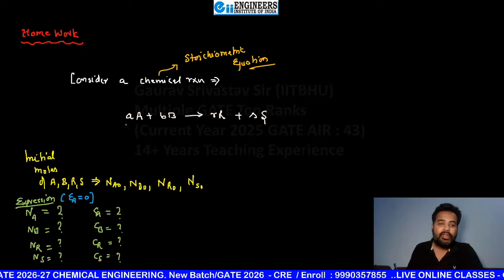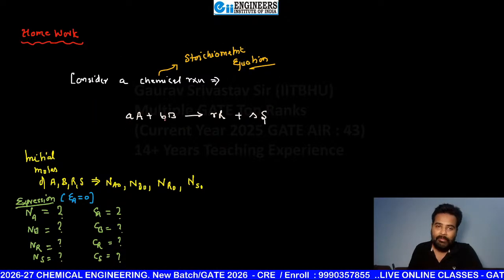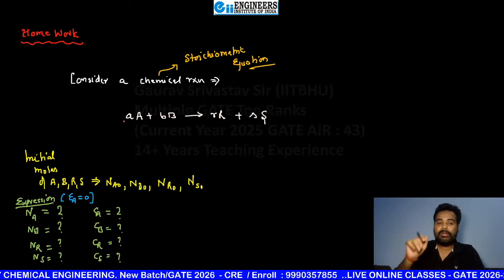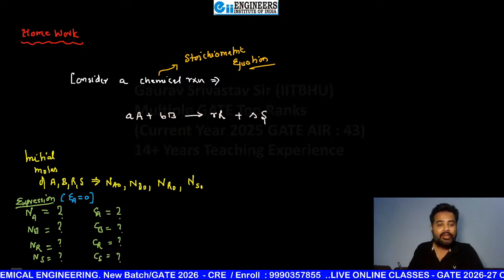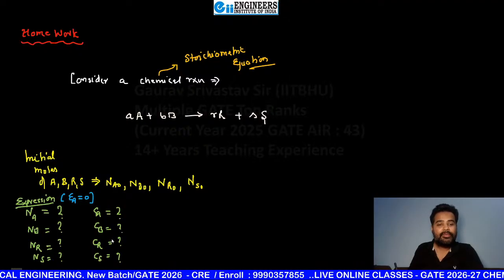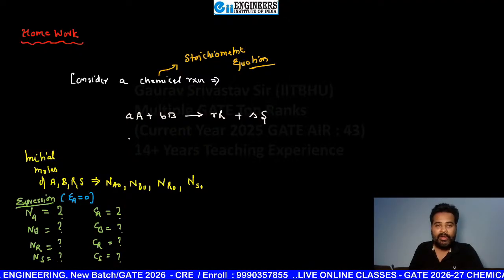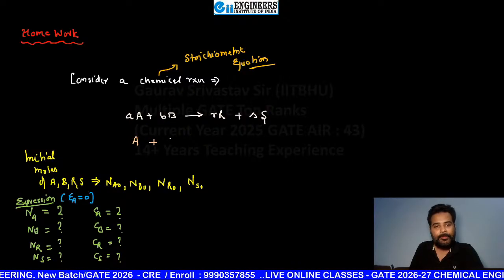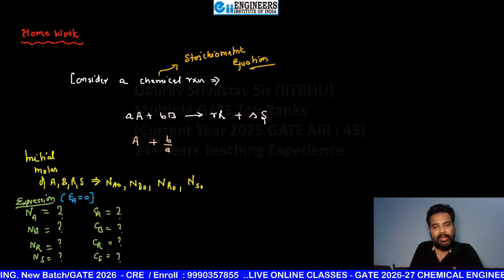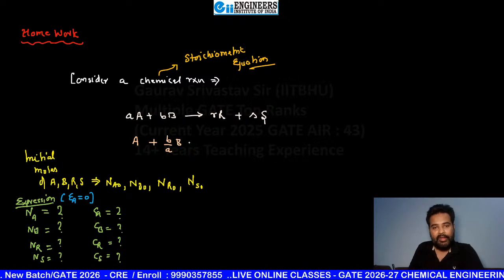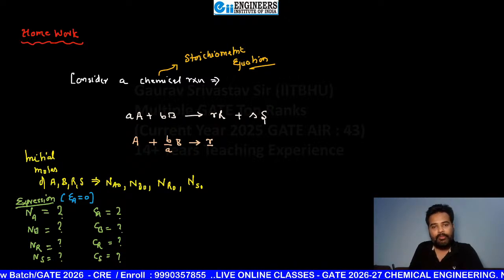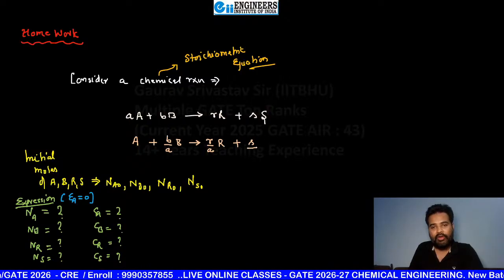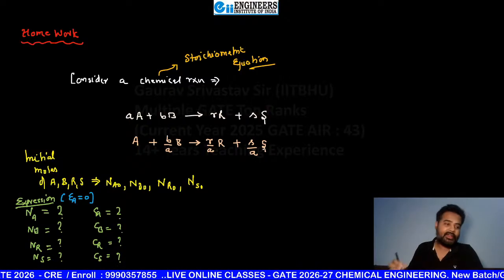See here. If a moles of A react, then b moles of B, and here nothing is mentioned like a is equal to b. So first, beta, you have to rearrange this equation, and you can write by dividing the whole equation by small a: A plus b by a into B, and now it is forming small r upon small a, capital R, plus small s upon small a, capital S.